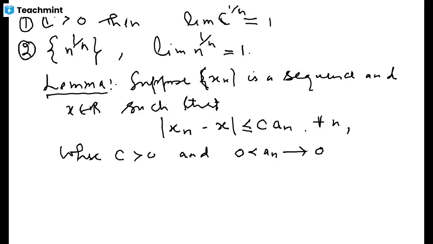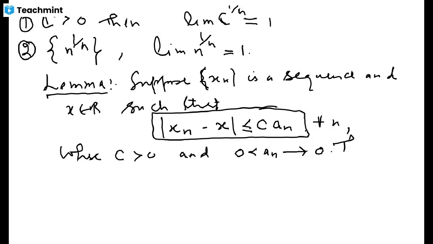So you have this estimate. If we are able to get this inequality for some sequence, then the sequence xn converges to x. I have written that this inequality holds for every n, but even if it doesn't hold for finitely many terms, the sequence will still be convergent. But anyway, let's look at the proof of this first.